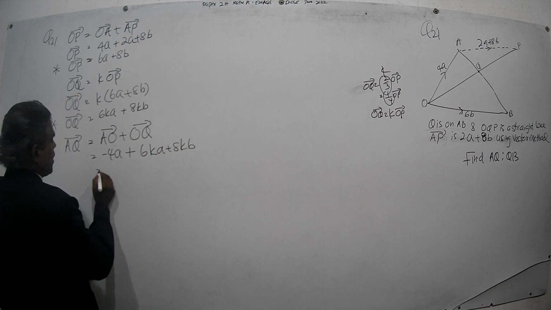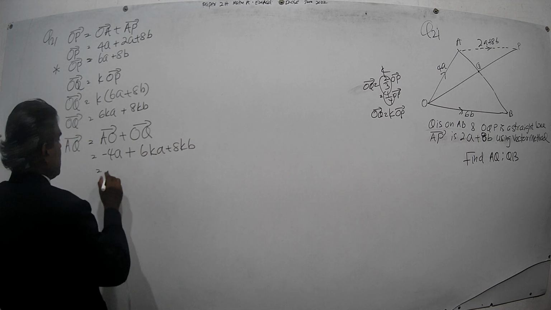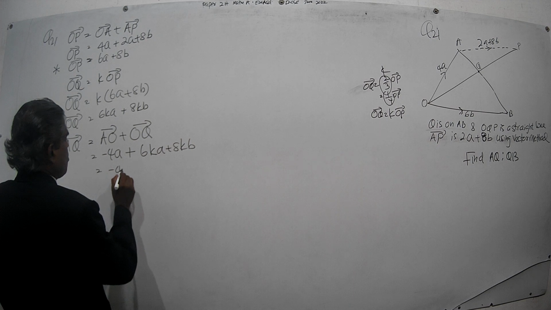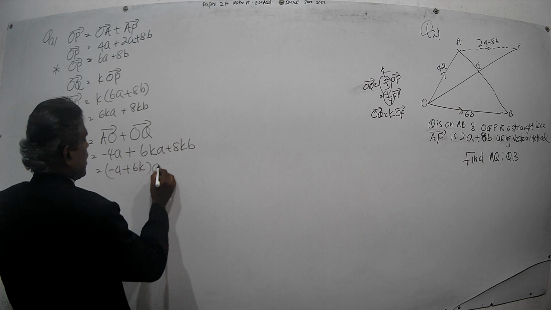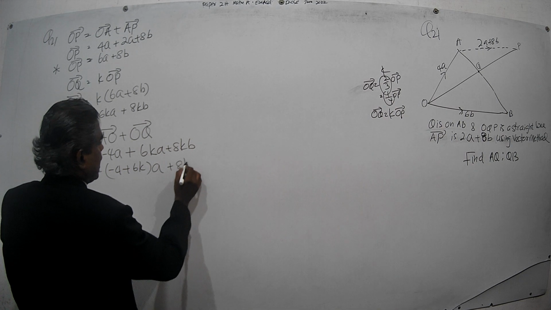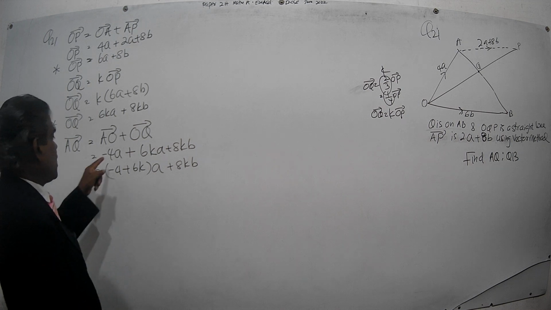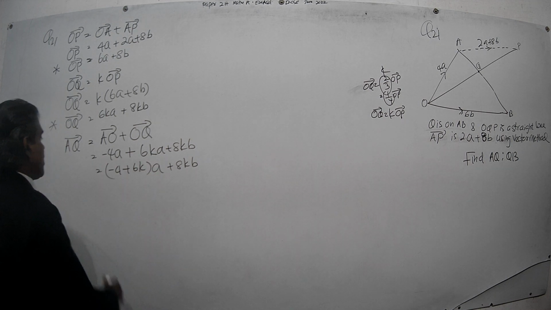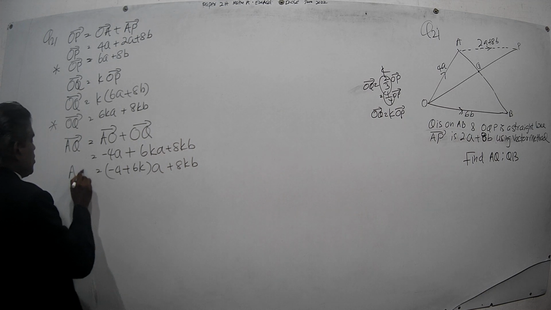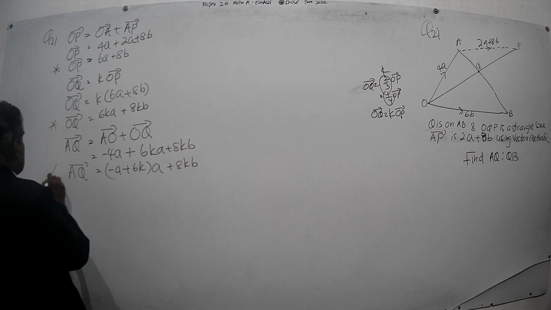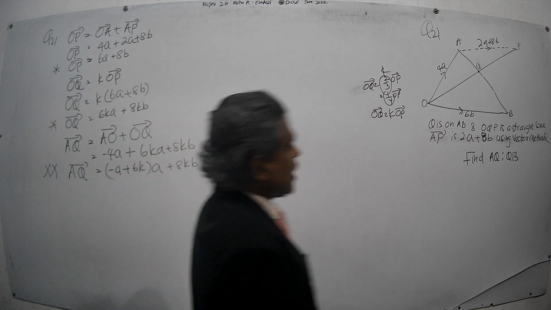Then we can simplify this also. There are a terms here, so you can take a out. Then it will be minus 4 plus 6k, and take a out. That is the a component. Then plus 8k b. That is what you get after taking a out as common. Right. This is called AQ. This is an important vector.